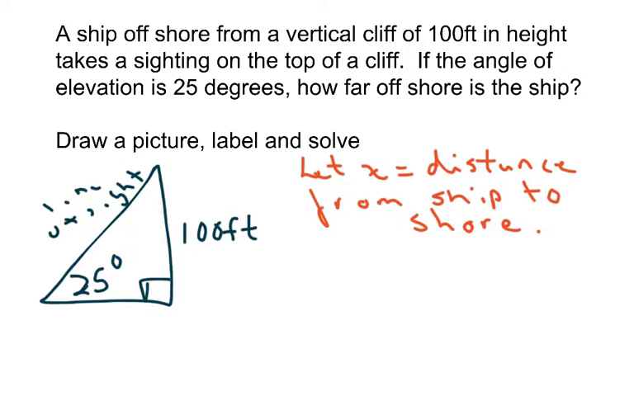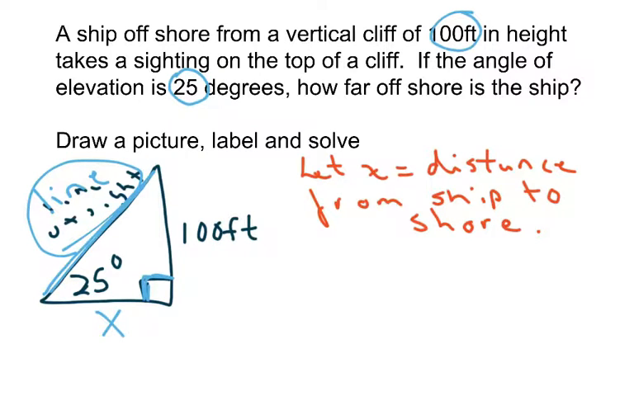Another one. You've seen this before. A ship offshore from a vertical cliff of 100 feet in height. Again, on your unit exam, these two numbers might change. Your angle of elevation is right here. It's the right triangle. This is the line of sight. It's hard to write that with this iPad, but line of sight is what that says. So we're going to let x equal the distance from the ship to the shore.